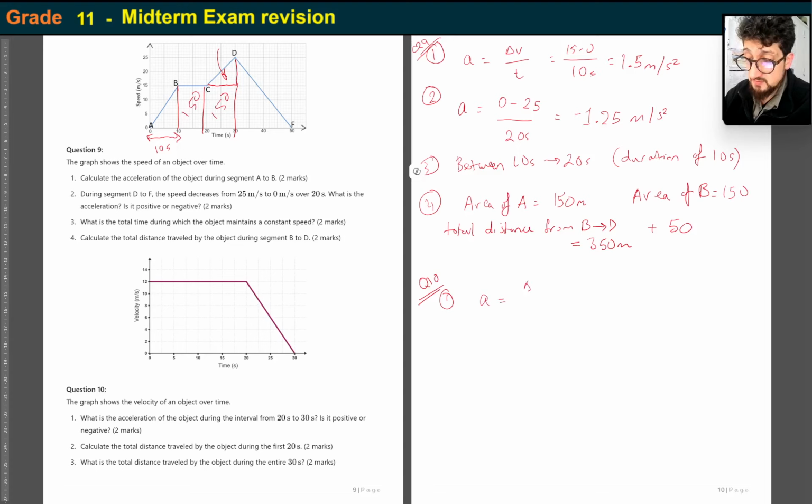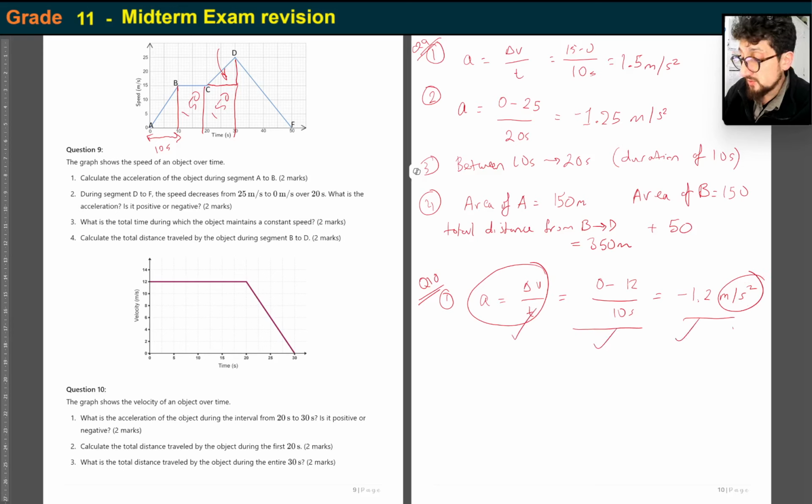And I can tell you exactly what it's going to be. Acceleration is equal to change in velocity over time, which is going to be final velocity, which is 0, minus initial velocity of 12, all over 10 seconds. So it's going to be negative 1.2 meters per second squared. Don't forget that the unit for acceleration is meters per second squared. And once again, we've got the formula, we've got the workout, we've got the answer, and we've got the units. So you need all of those four things, 1, 2, 3, 4, to get the 2 marks. Otherwise, you'll get 1.5 marks if you miss out on the units, for example.